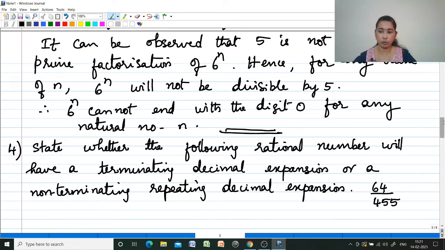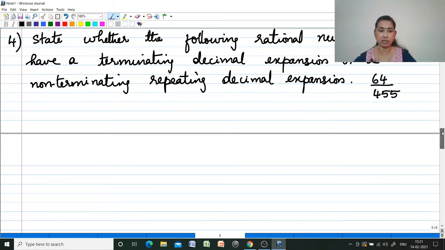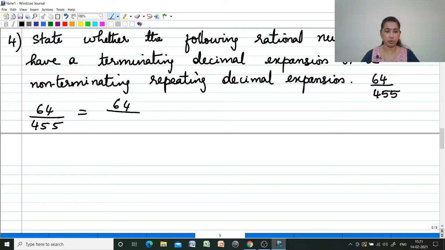State whether the following rational number will have a terminating decimal expansion or a non-terminating decimal expansion. The given rational number is 64/455. This number can be written with denominator 5 × 7 × 13.